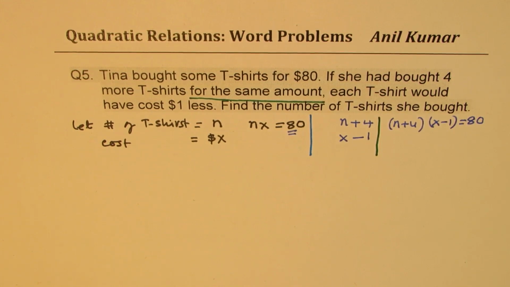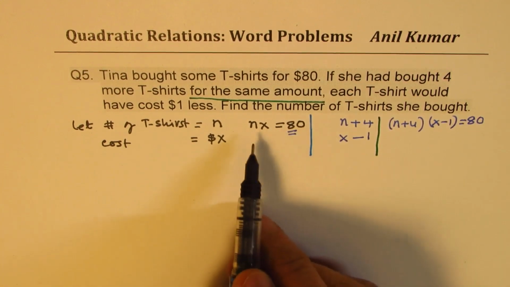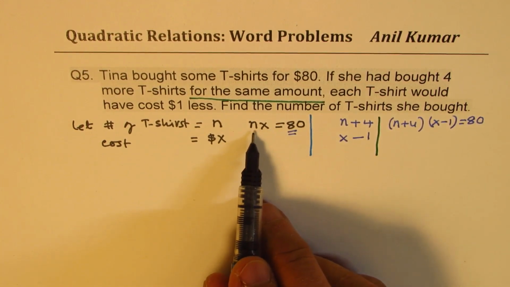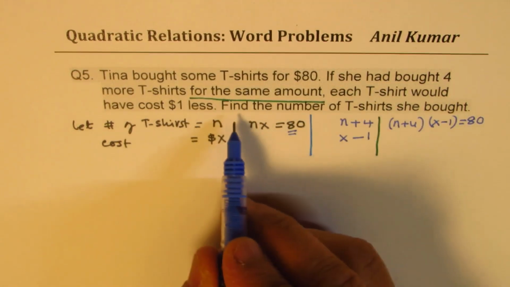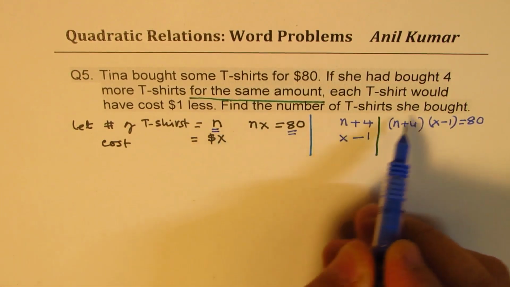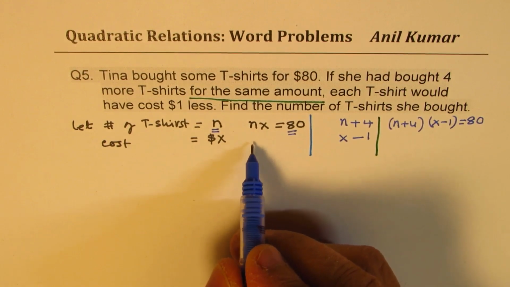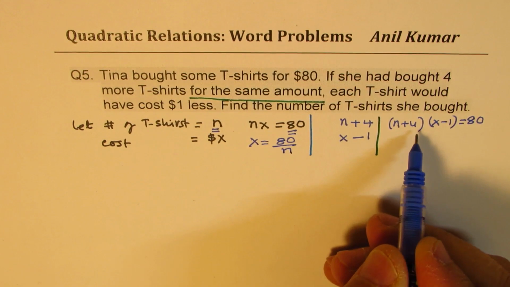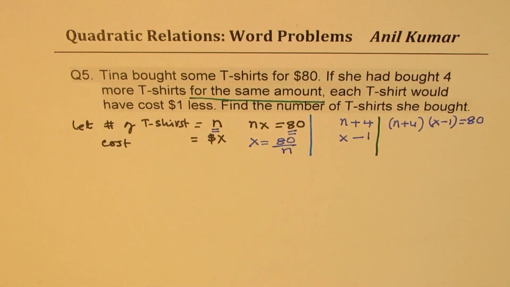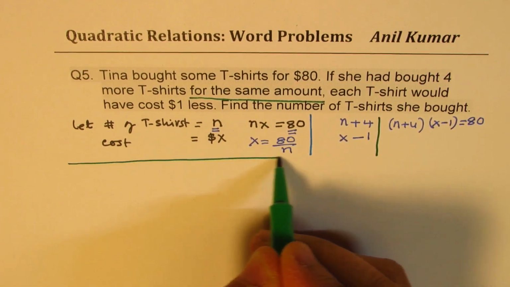So we need to now find the number of t-shirts she bought. Since we want to find the number of t-shirts, we can use this equation to replace x. We have to find the number of t-shirts n she bought, so we'll write x as equal to 80 over n in this equation and solve. I hope you got this strategy. Let us see how to solve it further.